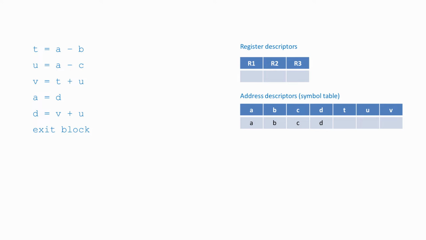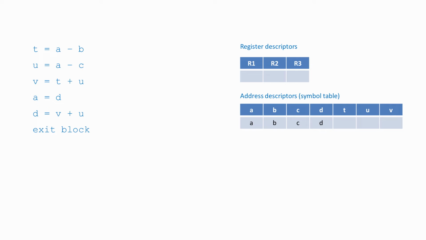A, B, C and D are variables whose values are stored in memory and presumably are still available when the block ends, that is, they are live on exit. T, U and V are temporary variables that are only used within the block. The register descriptors are all empty when translation of the block begins, and the address descriptors indicate that the contents of the variables A, B, C and D are in memory and up to date.